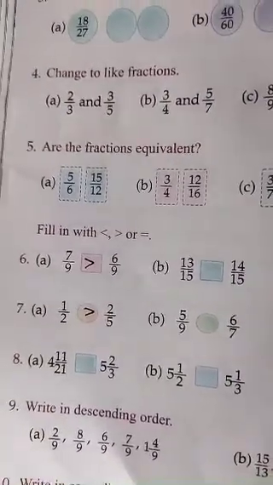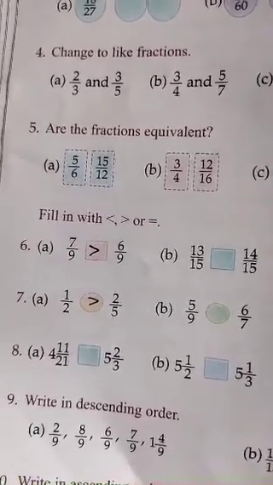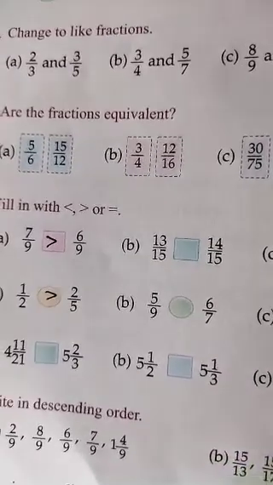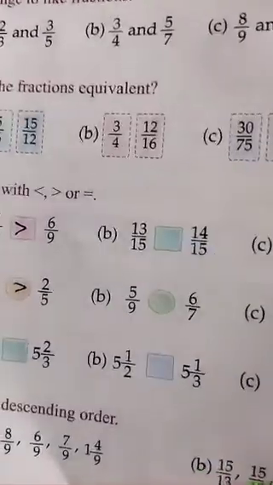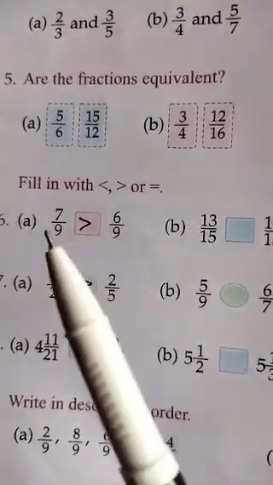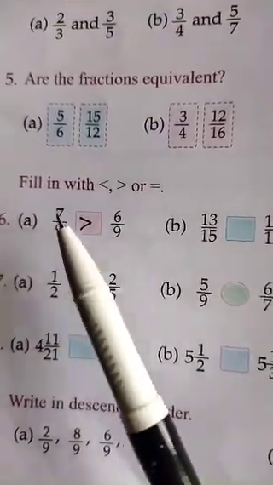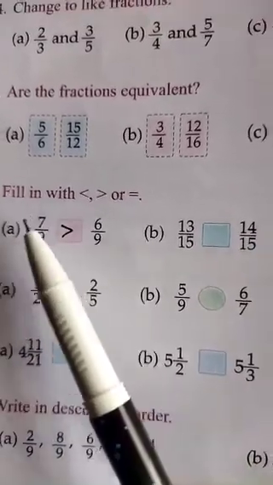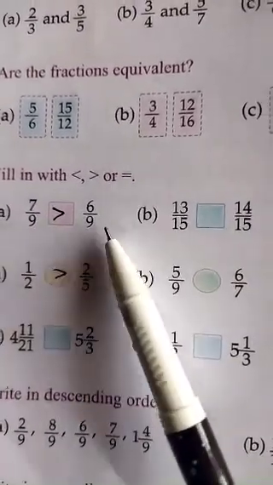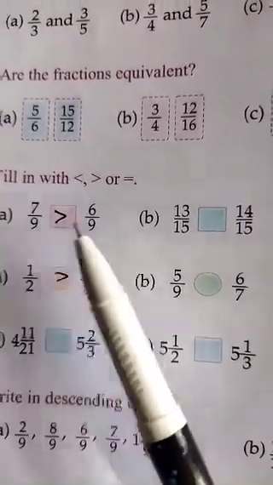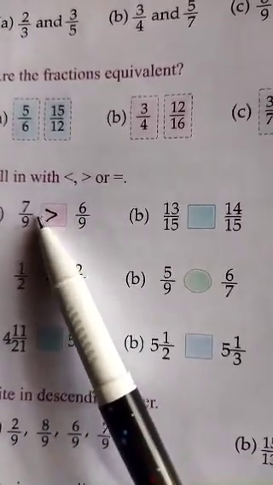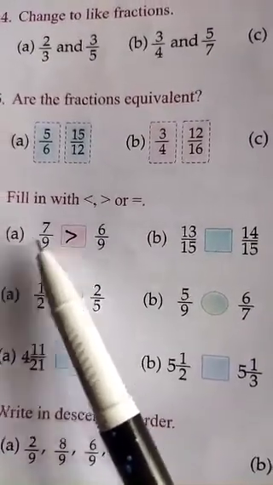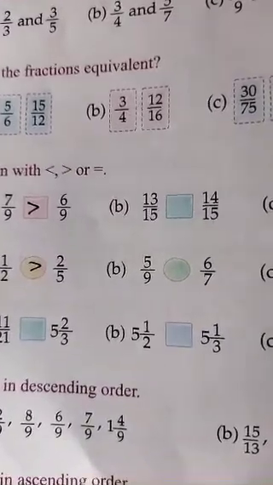Now in 6, 7 and 8, in all the three questions you have to fill with greater than, less than and equal to. Now see, if the denominators are same, then we will see the numerators. The one which has greater numerator will be the greater fraction. So in this, see, the denominator is same. Now we will see numerator 7 or 6, then 7 is greater. That means this fraction is greater. So you will put the sign of greater here.